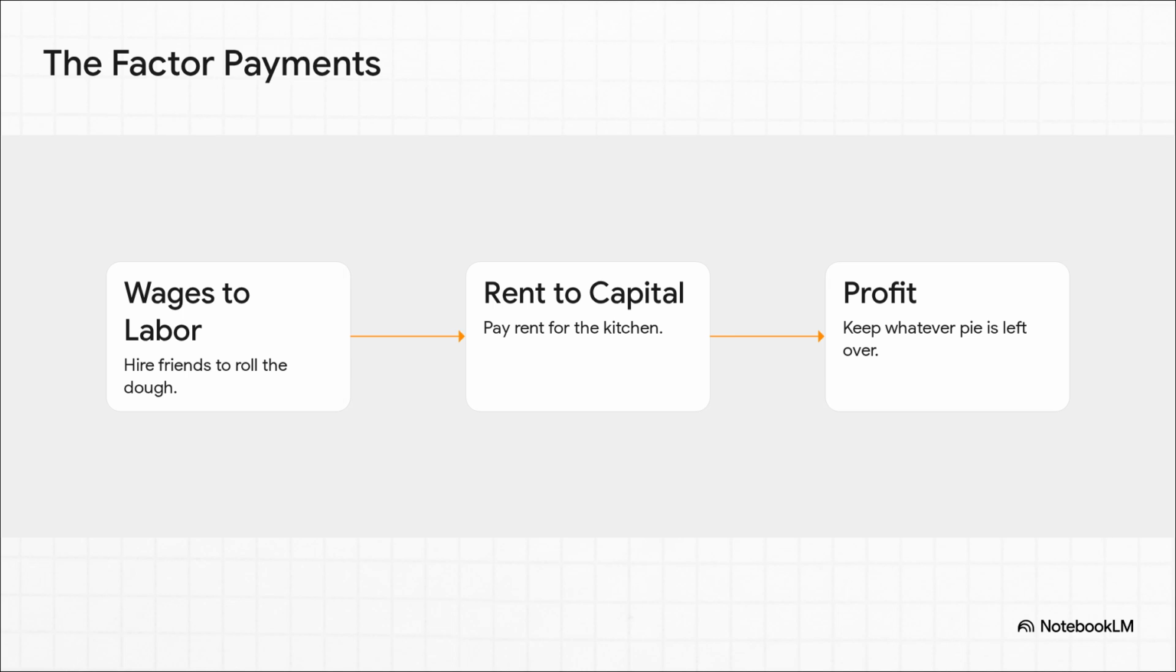If the entire economy is just a giant pie-baking business, the final value of the output you produce is perfectly equal to your factor payments. Here's how it breaks down. Step 1, you pay wages to your friends to roll the dough. That's the payment to labor. Step 2, you pay rent for the kitchen. That's the payment to capital. Step 3, whatever pie is left over is your entrepreneurial profit. When you add all those incomes together, it equals the exact value of the pie itself. This is absolutely crucial to hold on to. Output produced always equals income received.